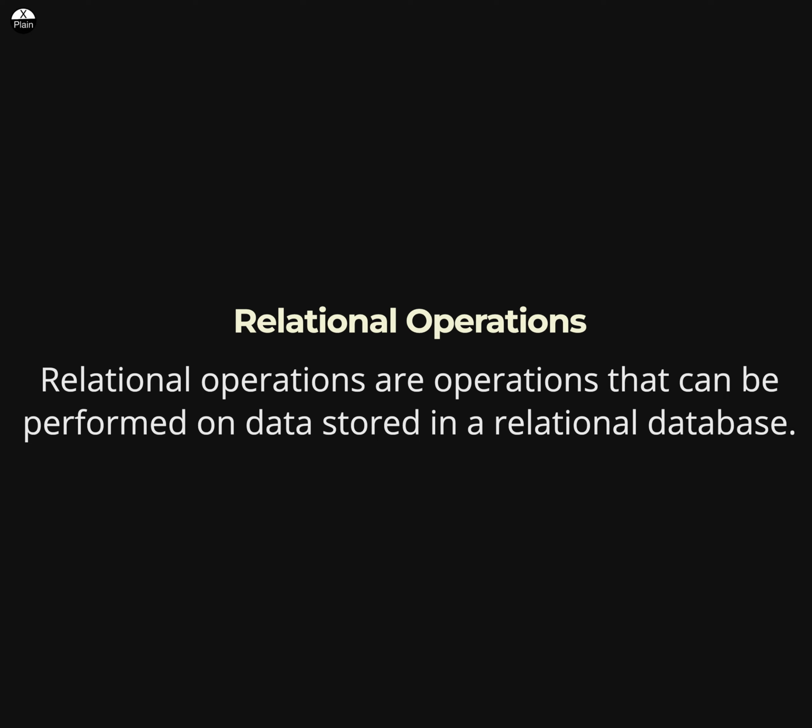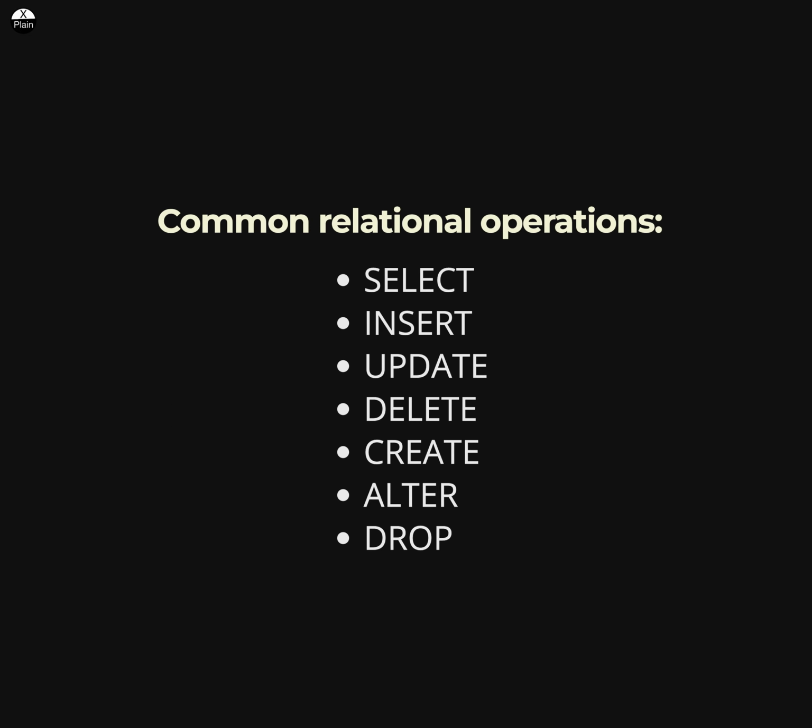Today we are going to talk about relational operations, part of database management system course. Relational operations are operations that can be performed on data stored in a relational database. A relational database is a type of database that stores data in tables, with each table consisting of rows and columns. Relational operations allow users to manipulate and query this data in various ways. Here are some of the common relational operations.